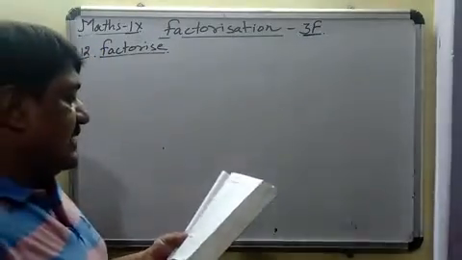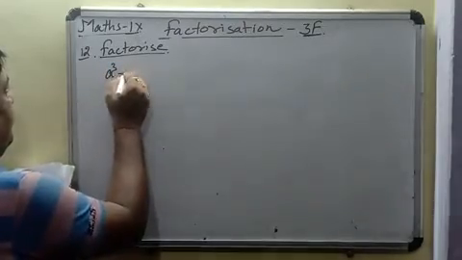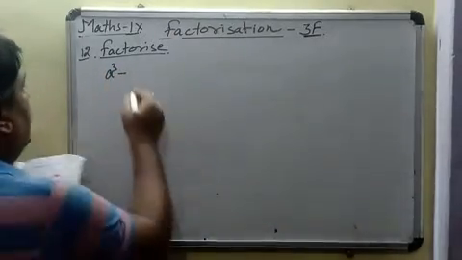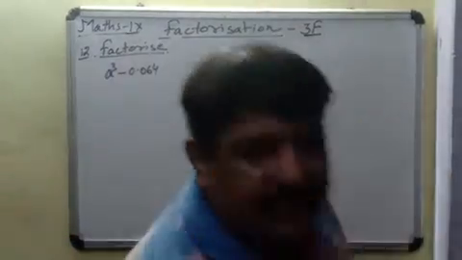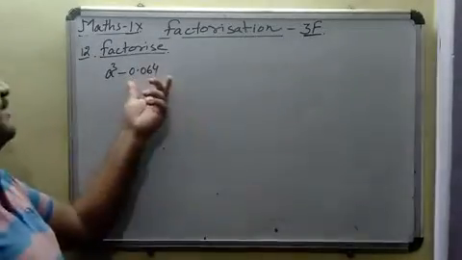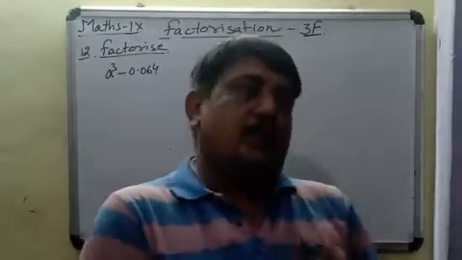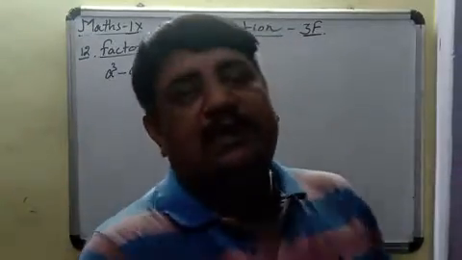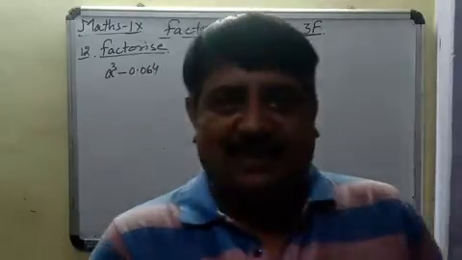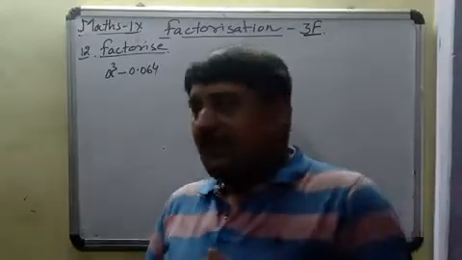The question is asking us to factorize a cube minus 0.064. We need to factorize 0.064. Decimal values, please do not be afraid of this, because we have already studied in class 4th, 5th, 6th, 7th, and we know how to play with our decimals.